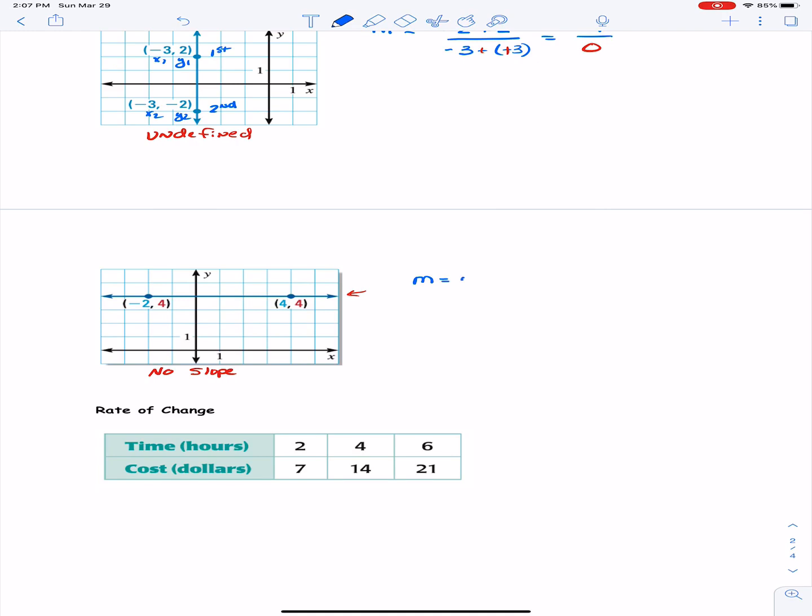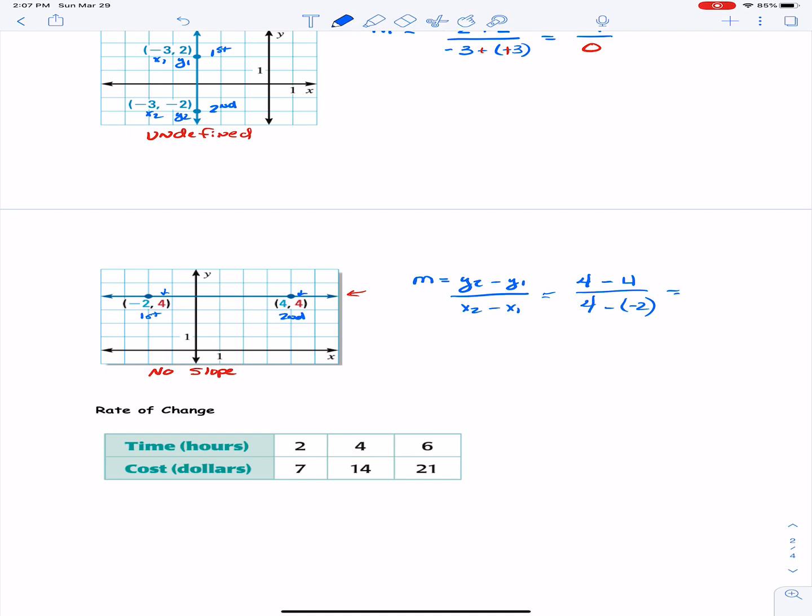M equals y sub 2 minus y sub 1 over x sub 2 minus x sub 1. This is my first point. This is my second point because we're reading from left to right. So here we go. Our y sub 2 is 4. Okay. Our y sub 1 is 4. So 4 minus 4 over 4 minus negative 2. Okay.